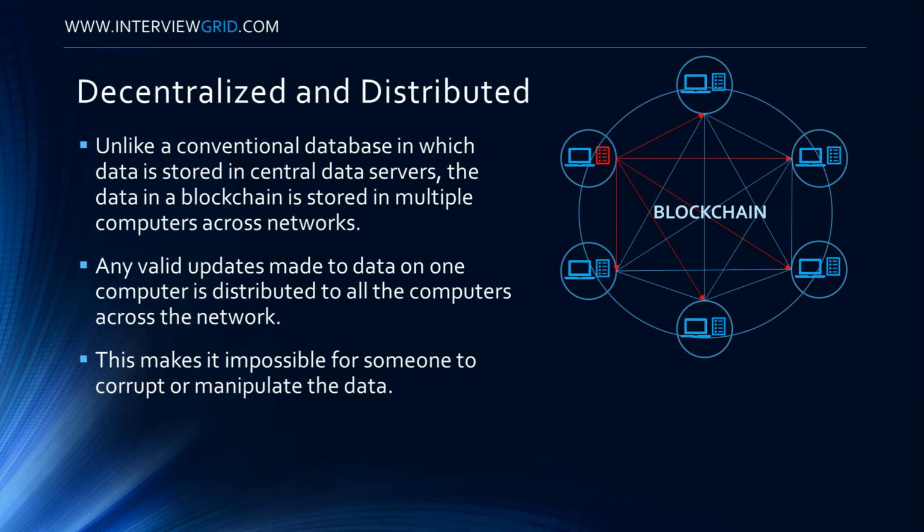Data stored in blockchain is decentralized and distributed. Unlike a conventional database in which data is stored in central data servers, the data in a blockchain is stored in multiple computers across networks. Any valid updates made to data on one computer is distributed to all the computers across the network. This makes it impossible for someone to corrupt or manipulate the data.